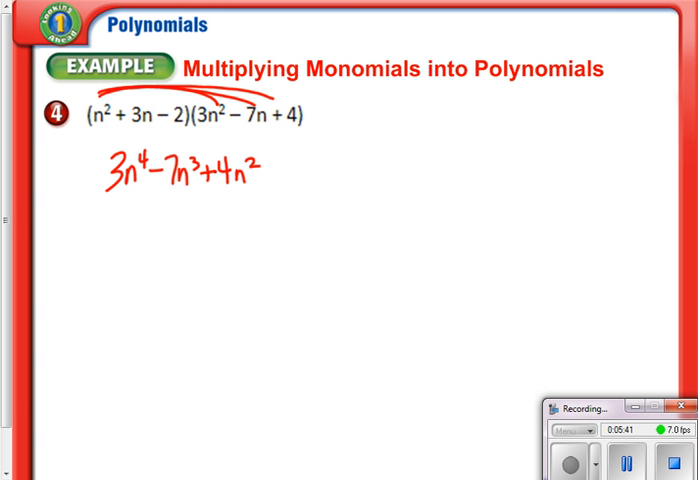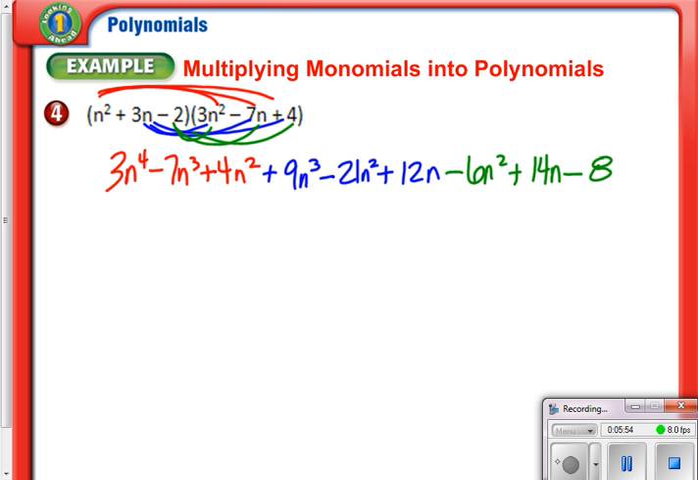There's my distribution of the n squared. Next, I'm going to go ahead and distribute my 3n. There's my distribution of 3n. Now I'm going to go ahead and distribute negative 2. There is the distribution of negative 2. Next, we're going to go ahead and combine the like terms.